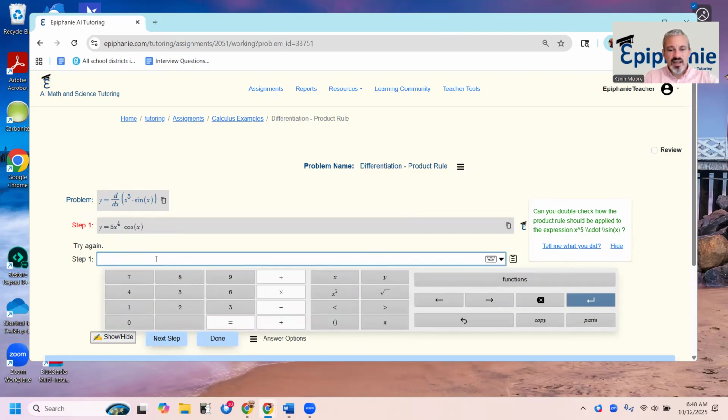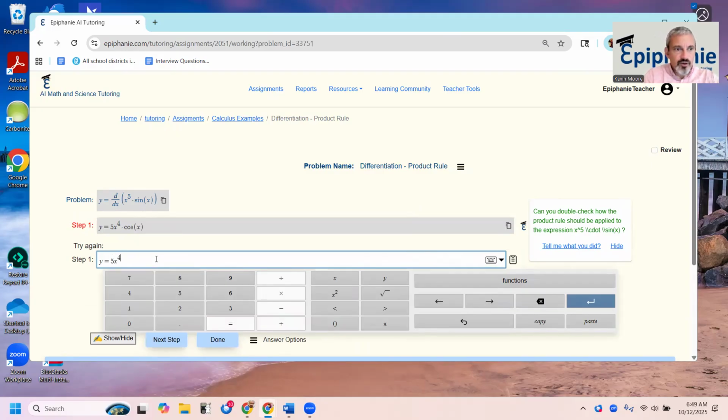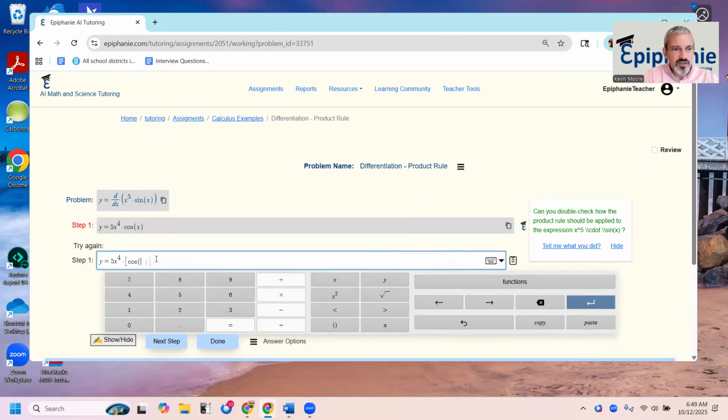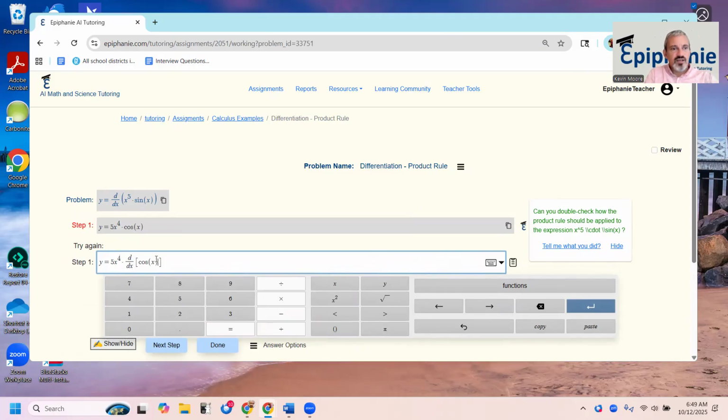I know what I had to do. I had to say y equals 5x to the 4th times, and I'm just going to take this in small steps. Cosine of x prime. Oh, I can't say prime. I have to say d dx of cosine of x plus x to the fifth.